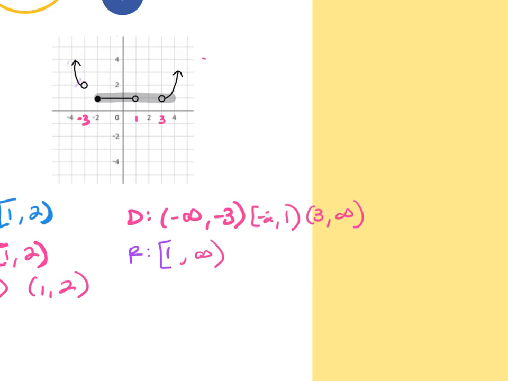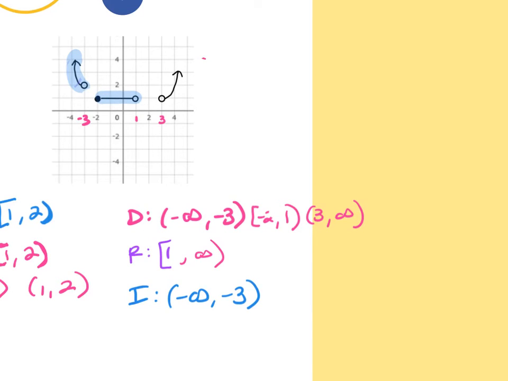All right, now let's look at increasing, decreasing, constant. Okay, this part of my graph is doing what? The blue part. Decreasing. So my x that starts it is negative infinity. The x that stops it is negative 3 with a parentheses.